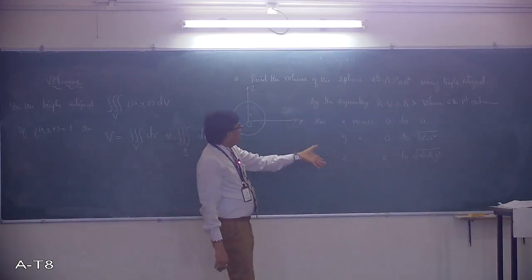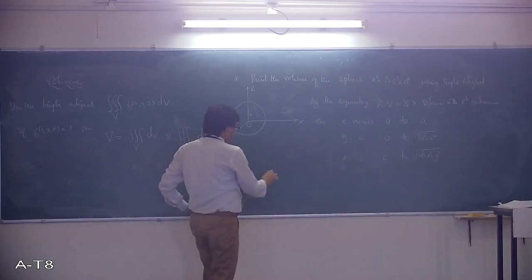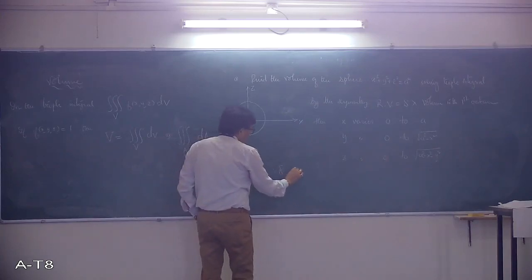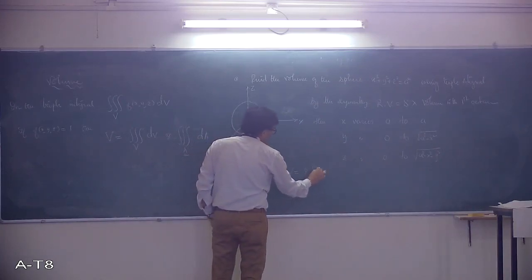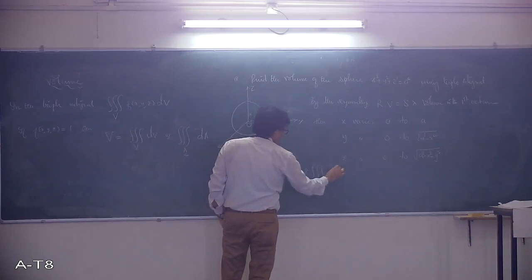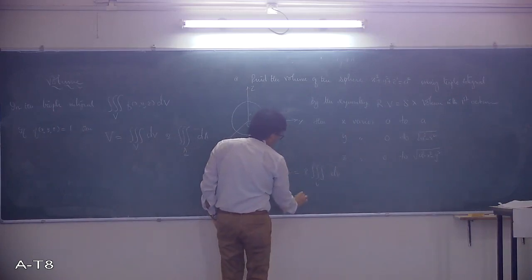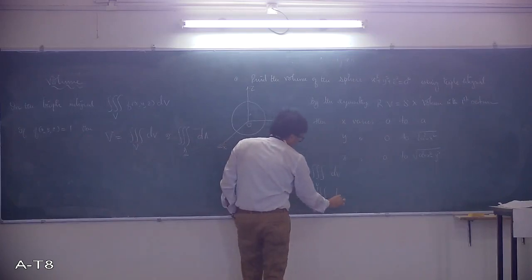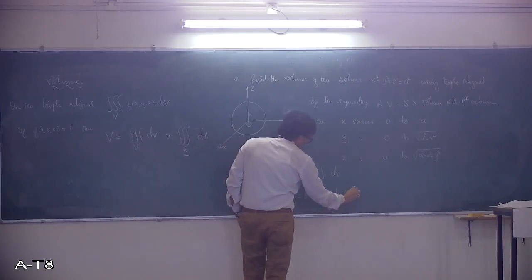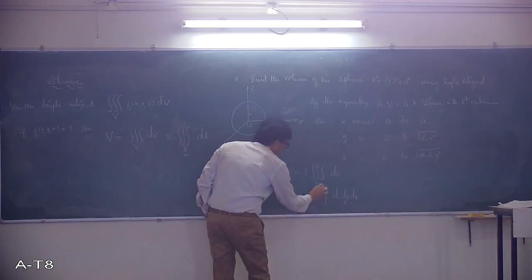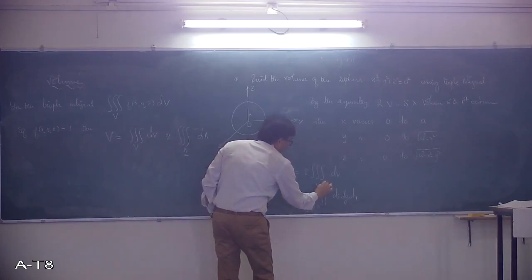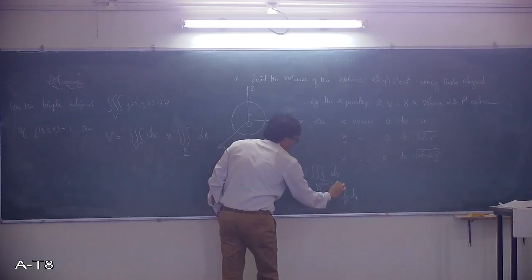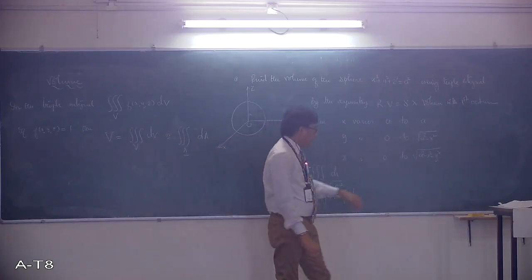So these are the limits because of the symmetry I am taking. Therefore, the required volume is 8 times the triple integration of dV, or 8 times the integral of dz dy dx, with limits 0 to a, 0 to root of a square minus x square, and 0 to root of a square minus x square minus y square.